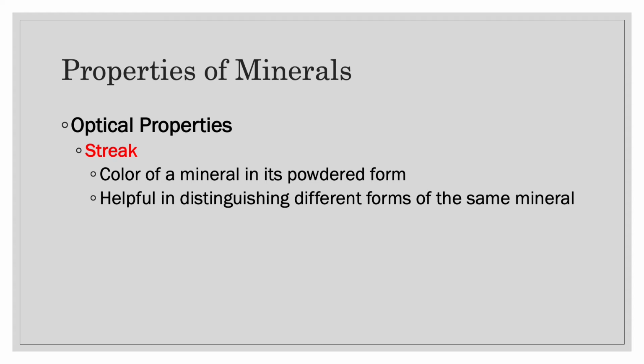Well, in the lab, you're going to be given what's known as a streak plate, which is basically a flat, very hard surface, and you're going to grind the mineral samples that you have on the streak plate. All of your mineral samples will be softer than the streak plate, so you'll be able to grind them into a powder. And then you use the color of the powder, or the streak color, to distinguish different minerals.